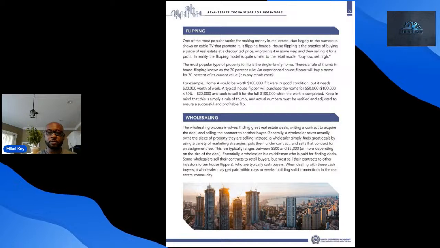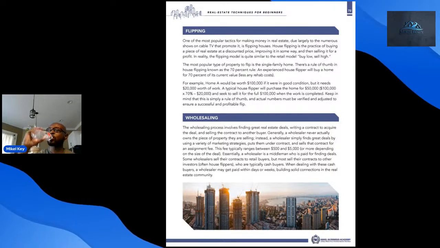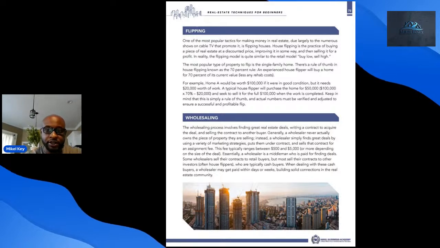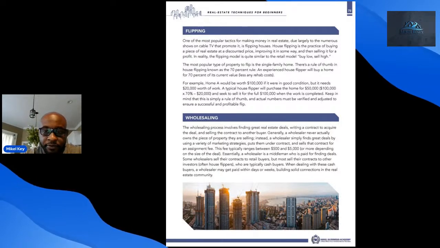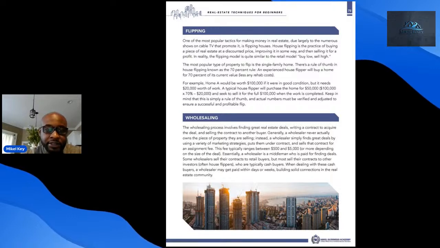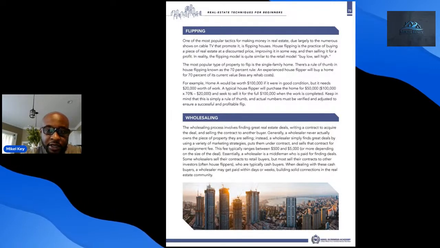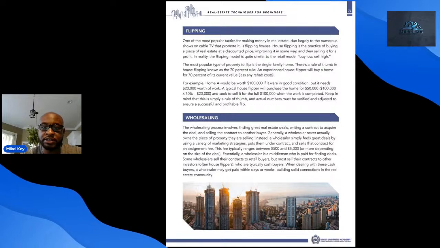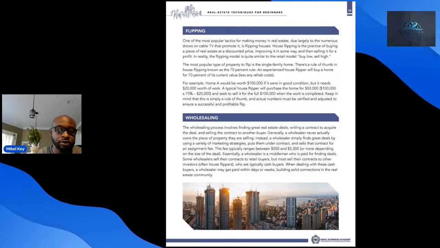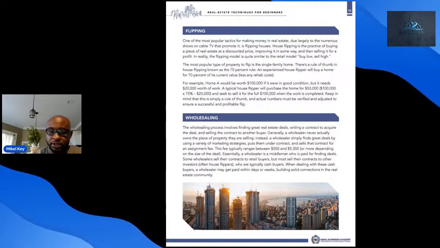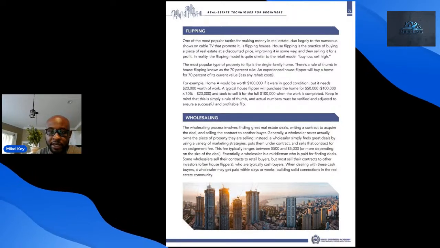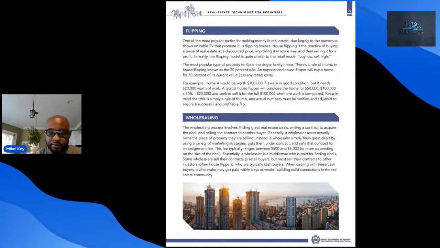I want you to just digest that for a second. The 70% rule says you can pay no more than 70% of the after repair value, and that's the cost to buy the house and the cost to renovate the house. There's a good example in the book on page 72 that walks you through that process.